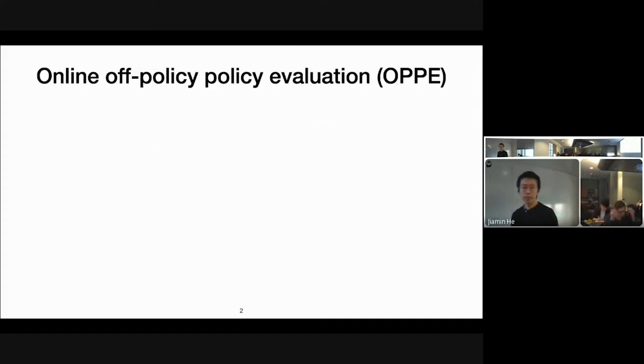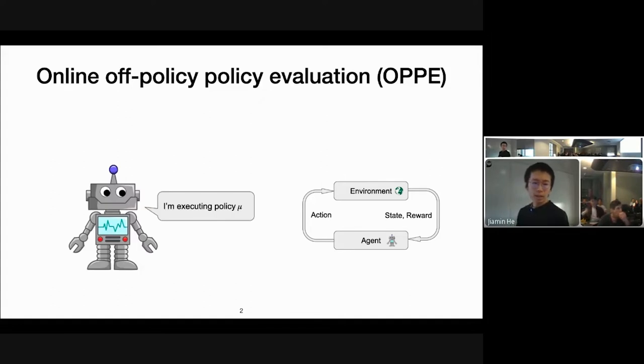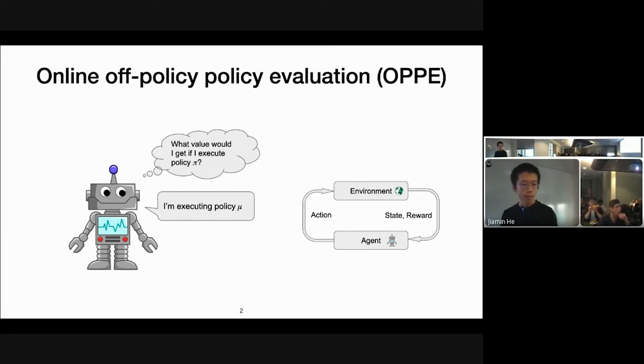To warm up, I want to give you a high-level description of the problem we study, online off-policy policy evaluation, in short, OPPE. Here is an agent-environment interaction diagram where the agent sends actions to the environment, and then it will receive state and reward from the environment. The behavior of the agent will be decided by a policy mu, and its goal is to evaluate a different policy that we call the target policy pi. Off-policy evaluation is also called off-policy prediction.